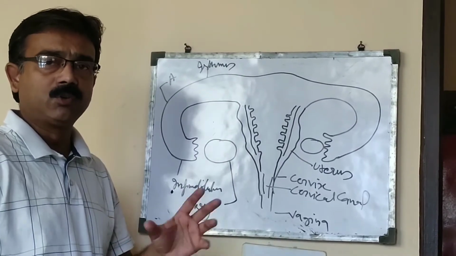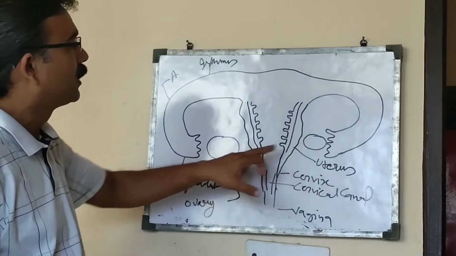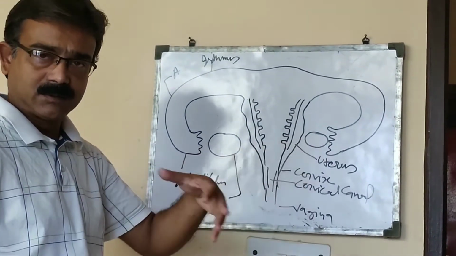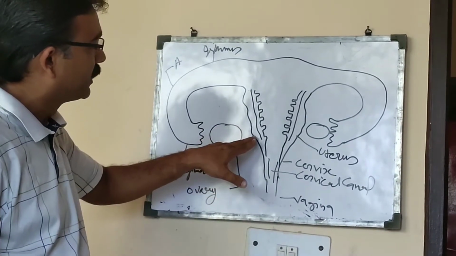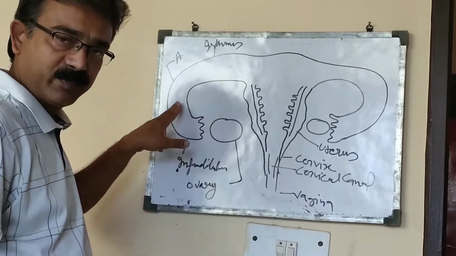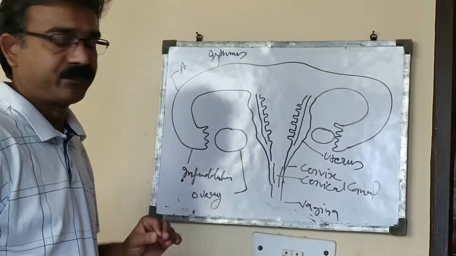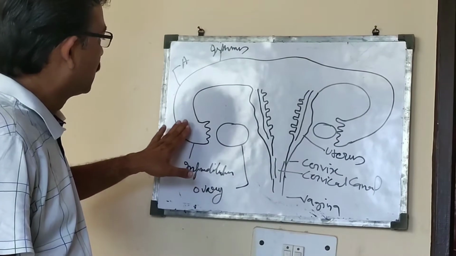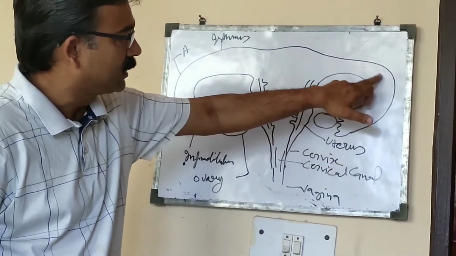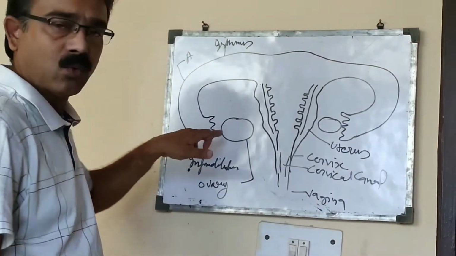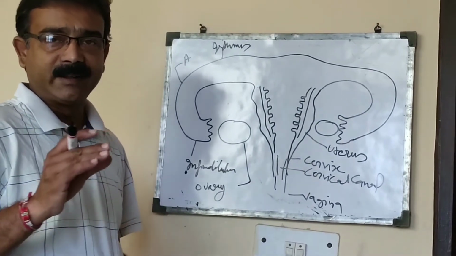As I told you earlier, the female reproductive system comprises a pair of ovaries lying in the lower abdominal region, and they are connected with the uterus and with the fallopian tube with the help of a special type of muscular ligament. Then there is a pair of fallopian tubes. This is what? A fallopian tube or oviduct, and this oviduct or fallopian tube is divided into three regions.